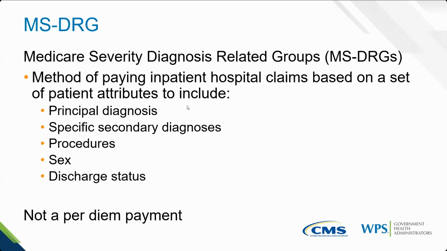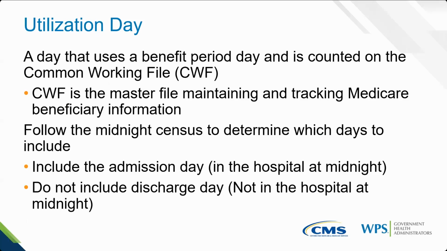Key things to remember about the MSDRG is that, one, it has to have a utilization day. This is the day that uses a benefit period and is counted in the common working file. Those who don't know what that is, it's just the master file. It stores everything. It maintains and tracks the beneficiary information. It tracks the Part A and B claims, coordinates them together, all of those different things that go together.